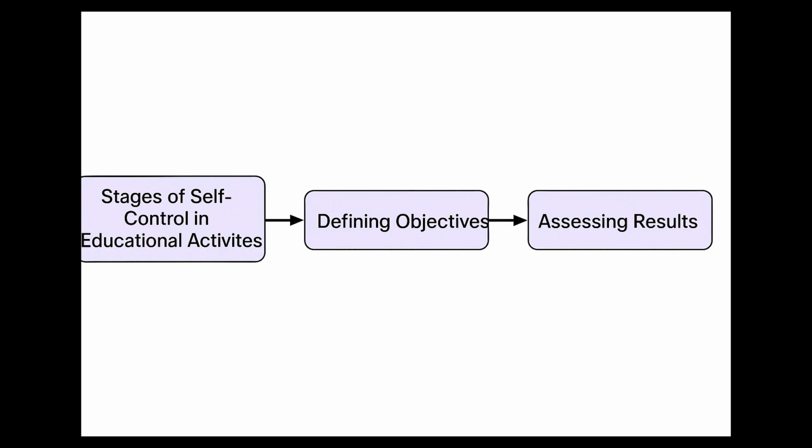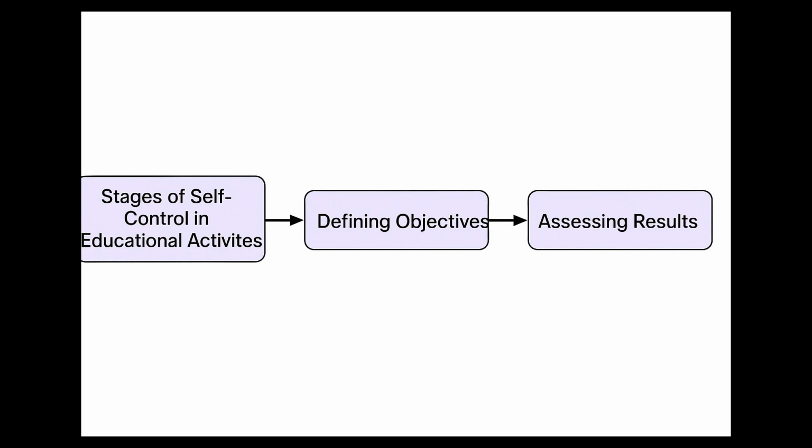At this stage, students clearly understand what they want to achieve and why. They set learning goals, identify the desired outcomes, and determine the criteria for success. This step gives direction and purpose to their actions. Next come monitoring actions. Here, students keep track of their progress while performing their learning task. They check whether their actions align with the original plan and make necessary adjustments. This stage develops awareness, discipline, and responsibility for the learning process.